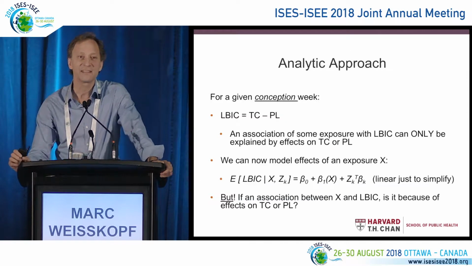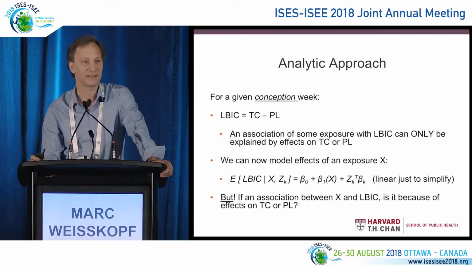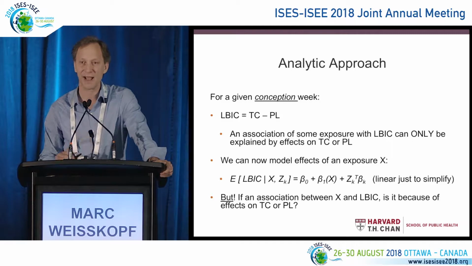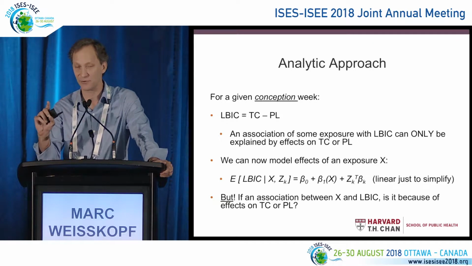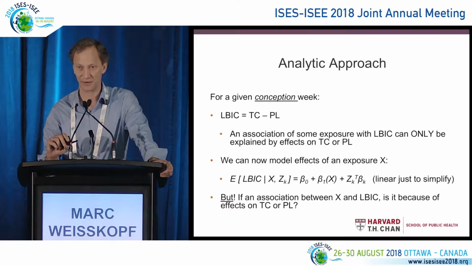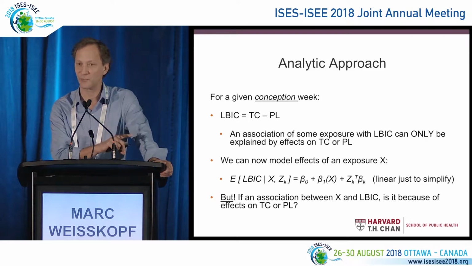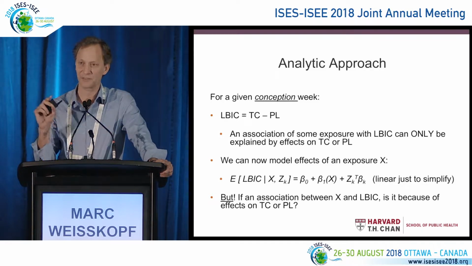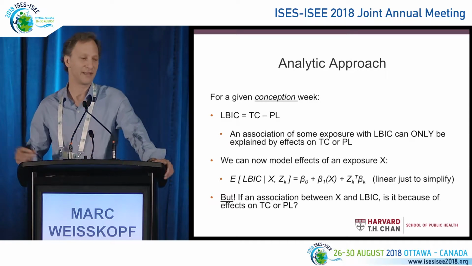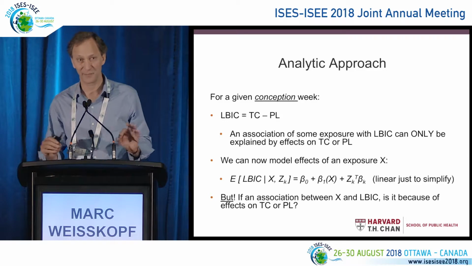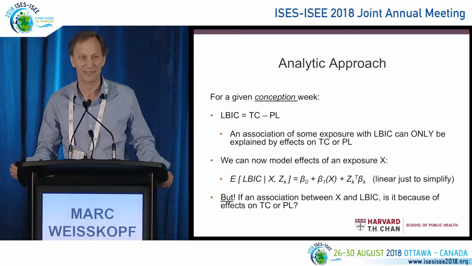So for a given conception week, live birth identified conceptions are those that actually come out of the TC, the total conceptions that occurred in that week, despite you not knowing how many total conceptions there are. And now we have an observable LBIC, or live birth identified conceptions, that's equal to total conceptions minus pregnancy loss. And this here in the next line really should be effect, because we obviously have to control for confounding and things like that.